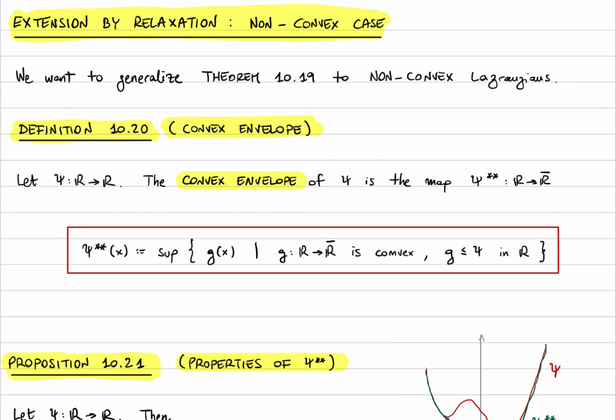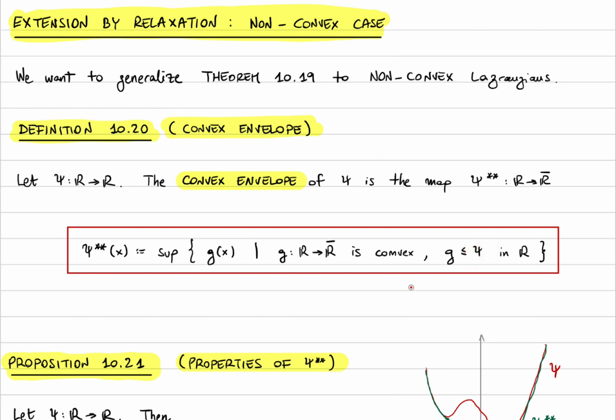So psi star star of x is the supremum of g of x, where g from R into the extended reals is convex, and where g is less or equal than psi on R. So here you have a real valued function, and we're saying that the convex envelope is just the pointwise supremum of all convex functions which are below psi everywhere in R. So in a sense, psi star star is like the largest, sorry, not the largest, but basically the convex function which lies below the graph of psi.